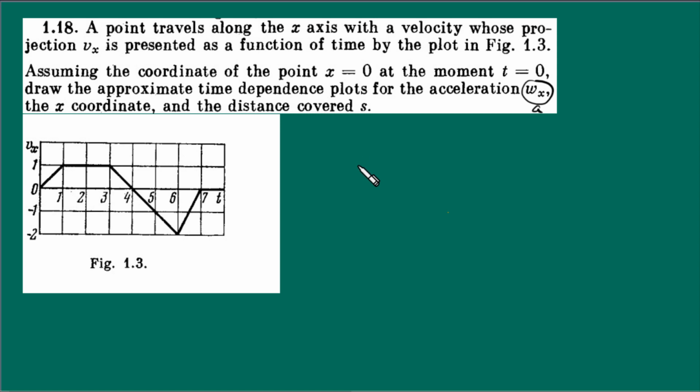Today we will solve another problem from the book Irodov, chapter Kinematics, and the question number is 1.18. Let's read this question. A point travels along the x-axis with velocity whose projection vx is presented as a function of time by a plot.